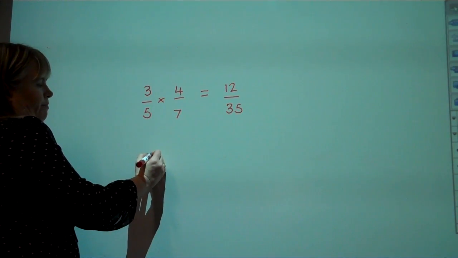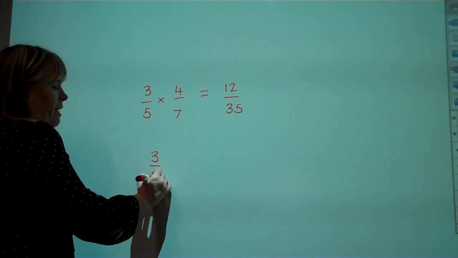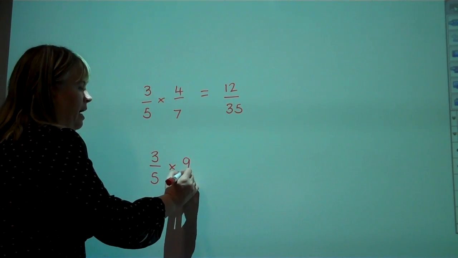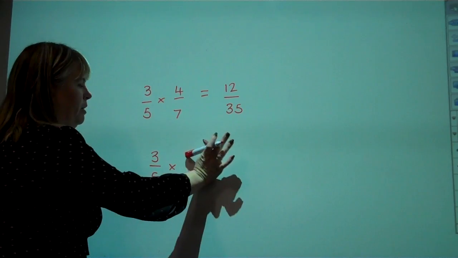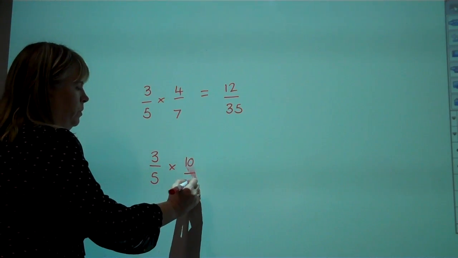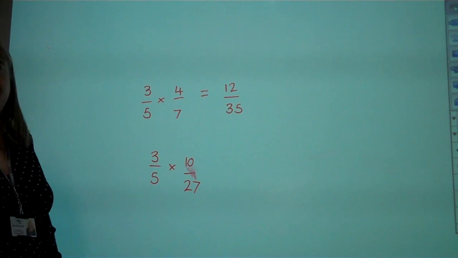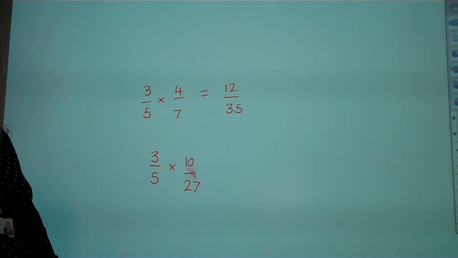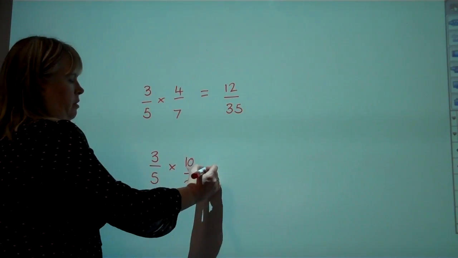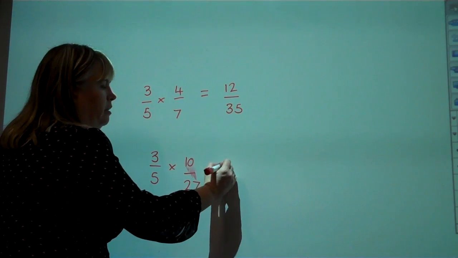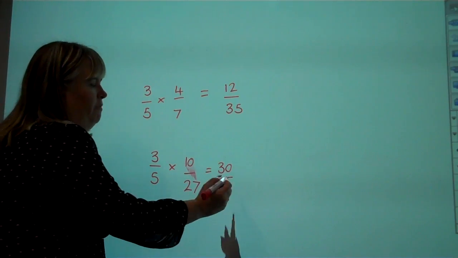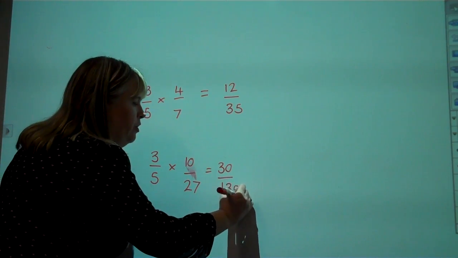If I had 3 fifths again, multiplied by 9, no, we won't have 9. I'll have 10 over 27. Why can't you have 9? Because I didn't want to. Alright. Okay? I could say 3 times 10 is 30. 5 times 27 is 135.